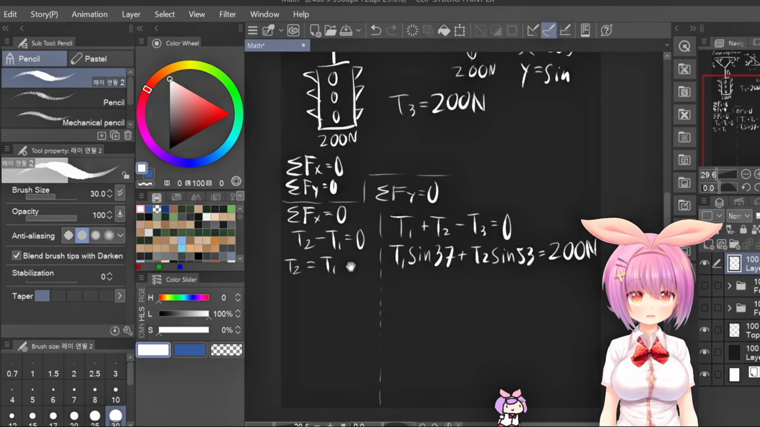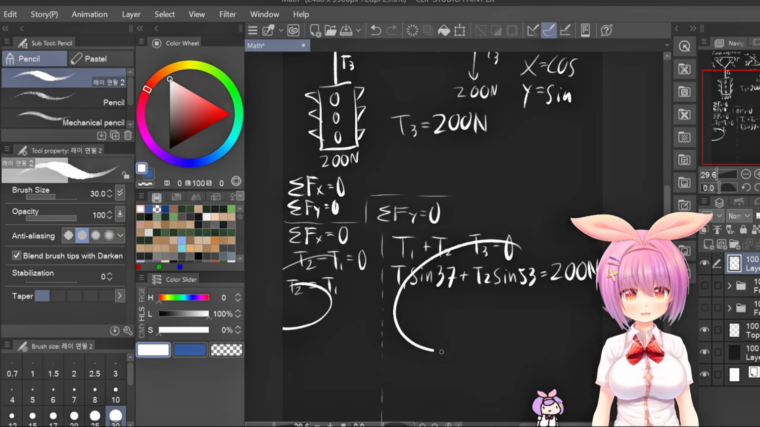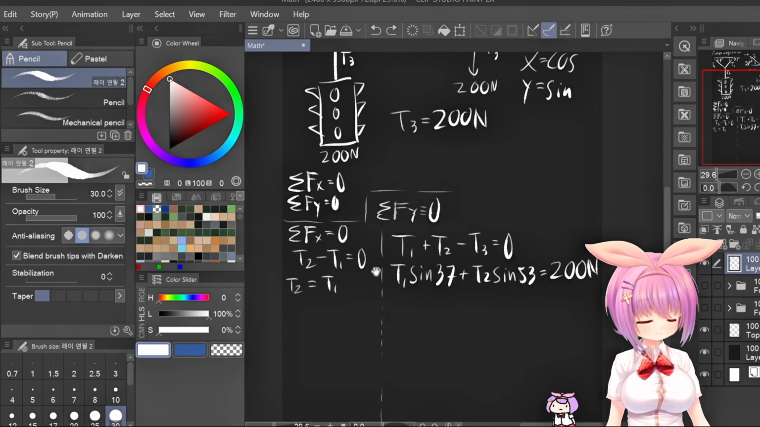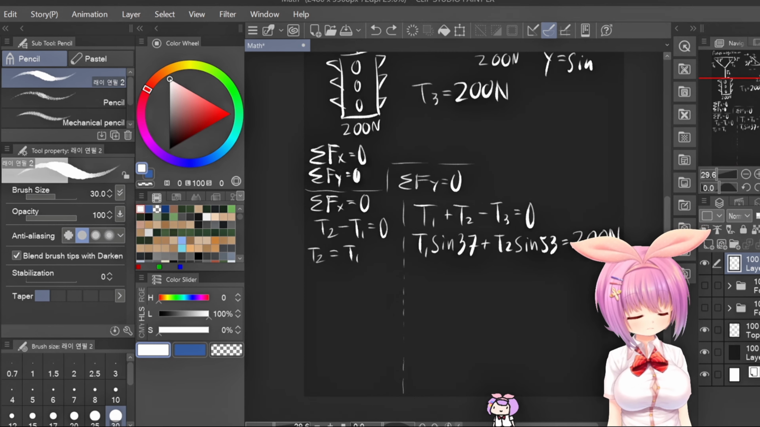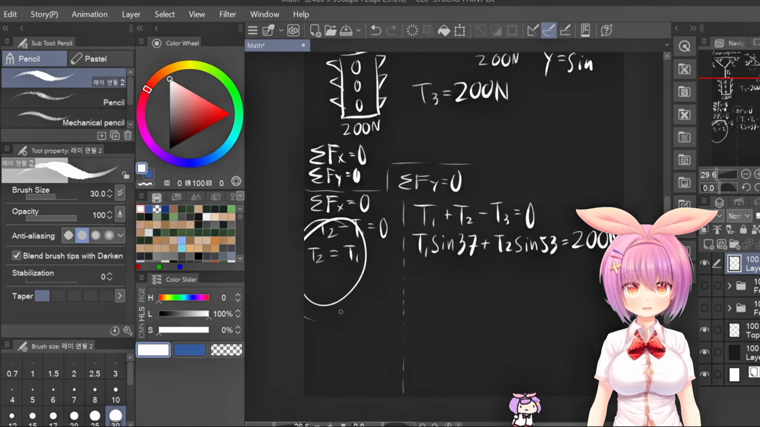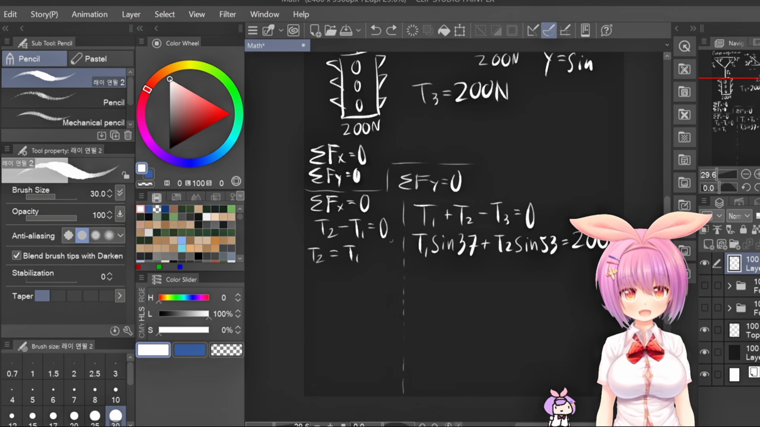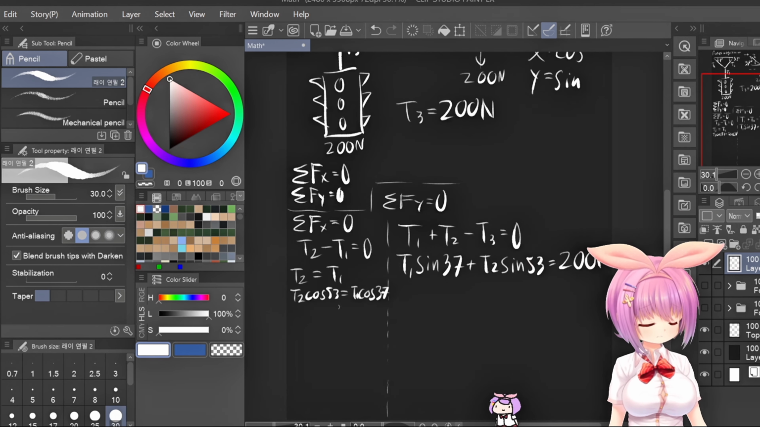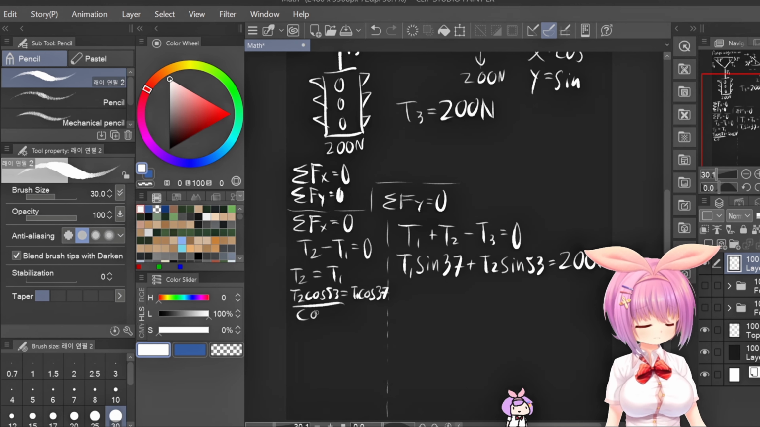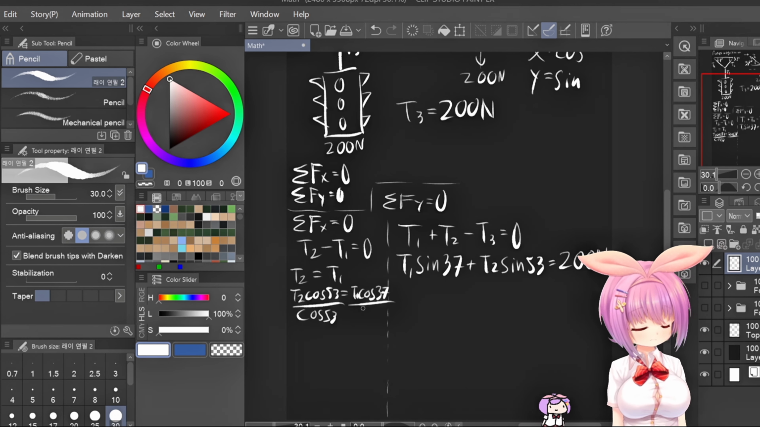in these problems, if we have two equations, we're going to merge them. To merge them, we're going to isolate T2 over here in x, so it's easier. To isolate T2, we're just going to divide it by cosine 53.